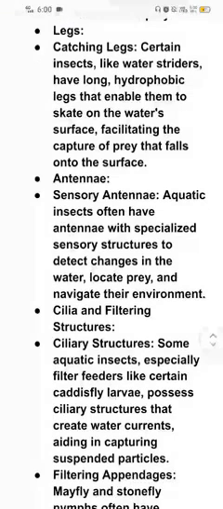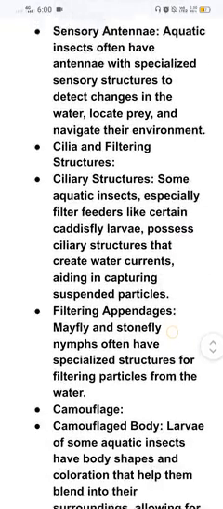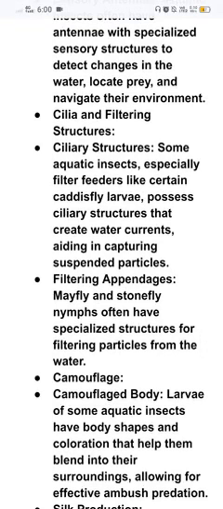Then antennae, sensory antennae. Aquatic insects often have antennae with specialized sensory structures to detect changes in the water, locate prey, and navigate their environment. That is another important adaptation, sensory antennae adaptation. And cilia and filtering structures, ciliary structure. Some aquatic insects, especially filter feeders like certain caddisfly larvae, possess ciliary structures that create water currents, we mentioned earlier, aiding in capturing suspended particles. That is another important modification for food capture.